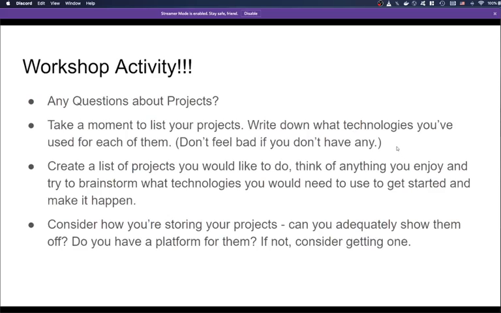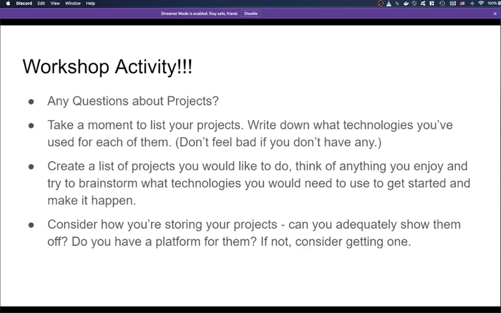All right, so we're on to our second activity now. We're going to be doing our project activity. So feel free to ask me any questions about projects, but take a moment to list down your projects. Write down what technologies each project has used. This is a big one, don't slack on this. If you've done a project, write down what language it used, what IDE you used to do it in, any libraries that your project used. If it's a hardware project, write down all of the hardware that you worked with.